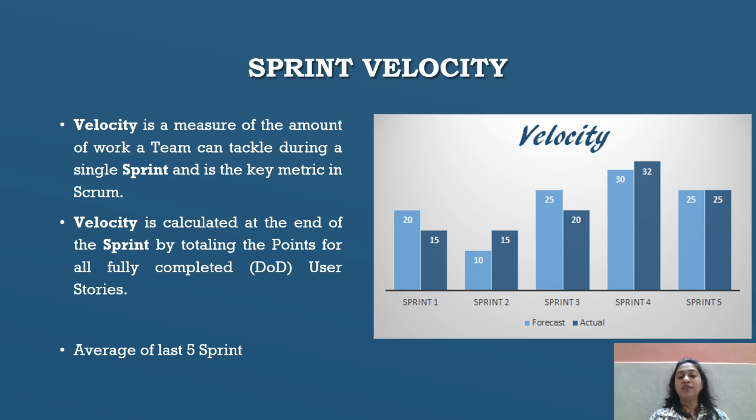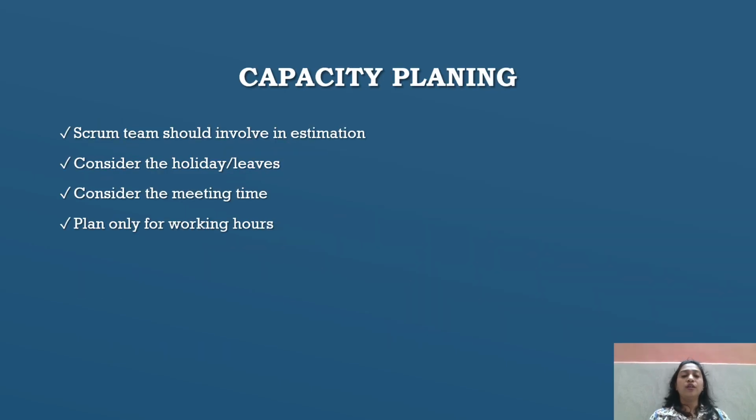Okay, we are taking these 20, 15, 10, 15 as the story points, meaning we estimated a forecast of 20 points in sprint 1 and we completed only 15 points. Okay, as per the definition, we are meeting the definition of done criteria. We always take the average of the last 5 sprints. Okay, so the next step is capacity planning.